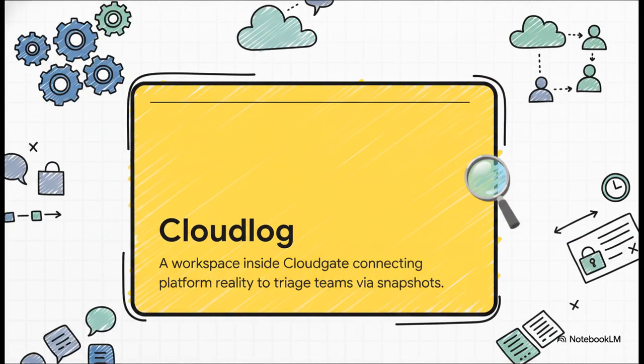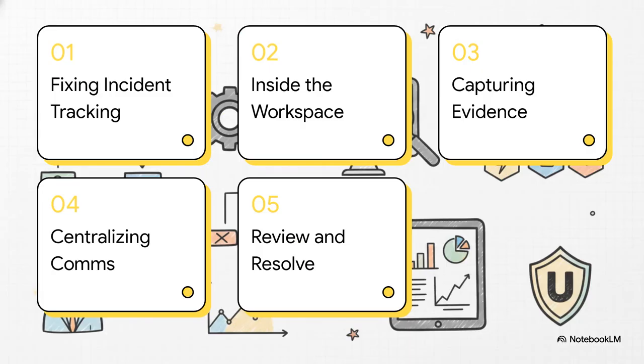Well, Cloudlog is a support and incident investigation workspace inside the Cloudgate suite that directly connects platform reality to the people triaging the issue. And it does this via immutable snapshots. The absolutely crucial point here is that it completely replaces those scattered exports and messy chat logs. It gives your engineers, your support staff, and your reviewers a single source of truth that is completely frozen in time. To give you a day in the life roadmap, here's what we'll be covering.